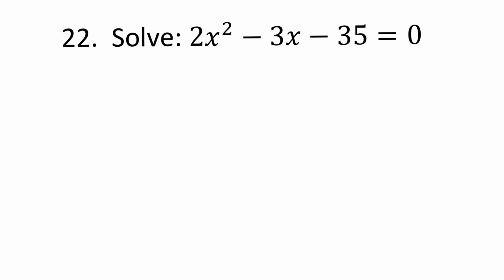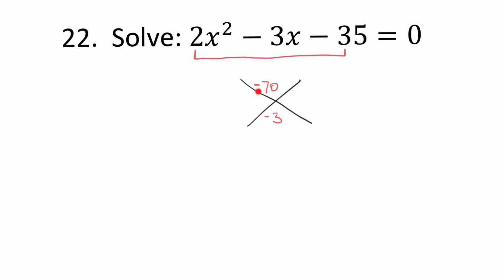So like I said, you can factor, or you can use the quadratic formula to solve the quadratic equation. I'm going to factor, so I'm going to use the X diagram right now. I'm going to multiply the a value, which is 2, times the c value, which is negative 35, and that's going to be negative 70. The b term is negative 3, that's the one with the x. So I need to find two factors that multiply to negative 70 and add up to negative 3.